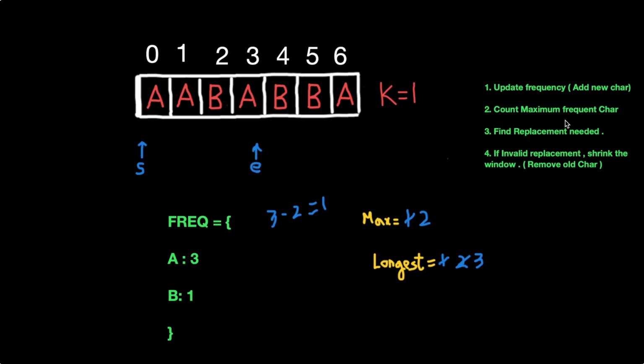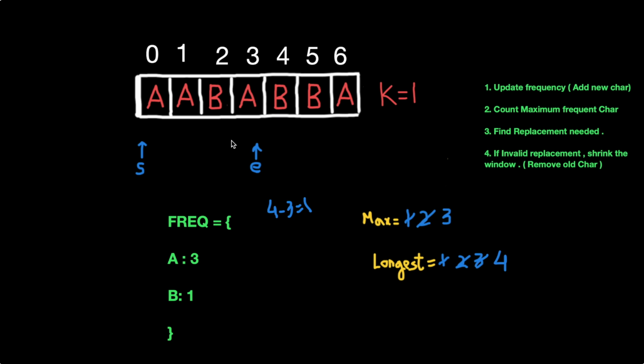Similarly, I'll move this end pointer here and update my frequency. Now count the maximum frequent character. The maximum frequent character is A, that is 3. And I will check whether the replacement is needed or not. So now my sliding window size is 4. So 4 minus maximum character 3 is 1, which is less than or equal to 1. So this is also a valid one. I don't have to shrink, and I'll update my longest to 4. The longest sliding window is 4 till now.